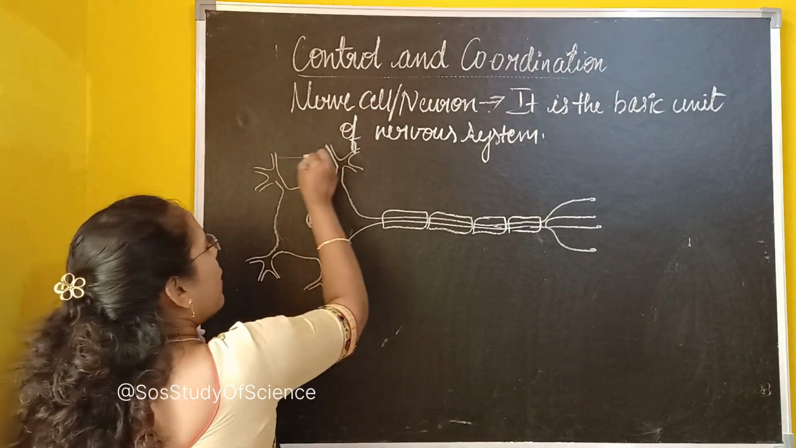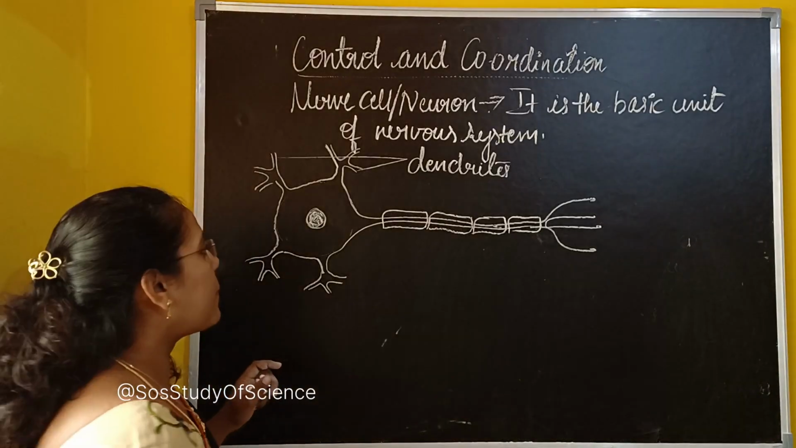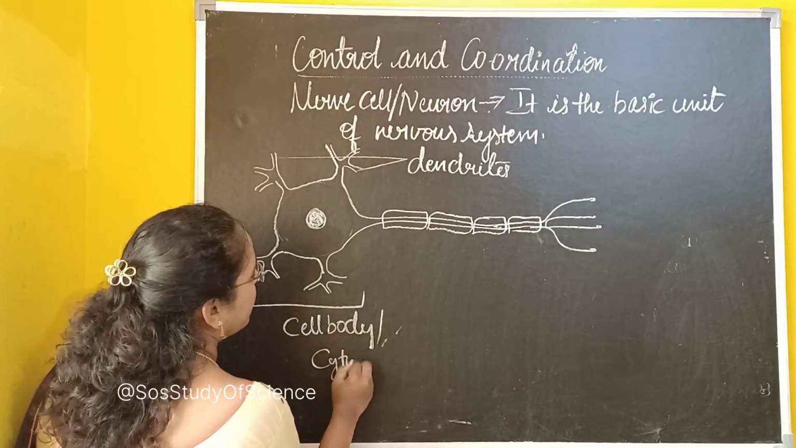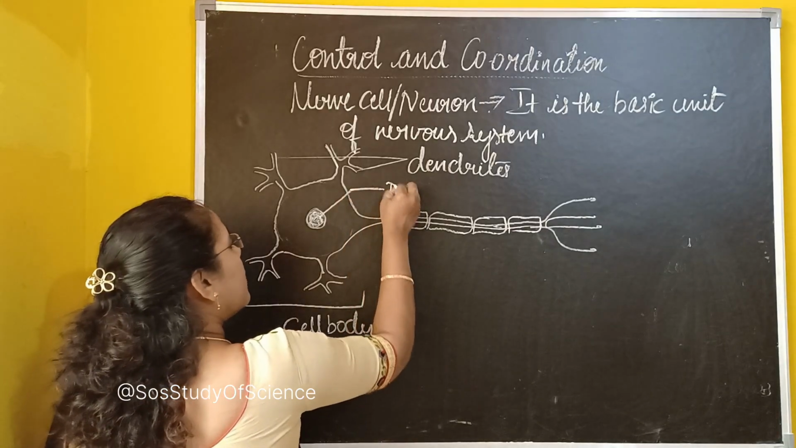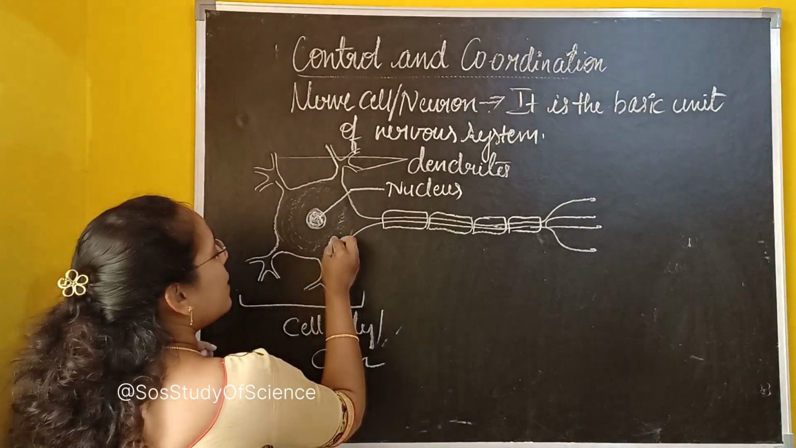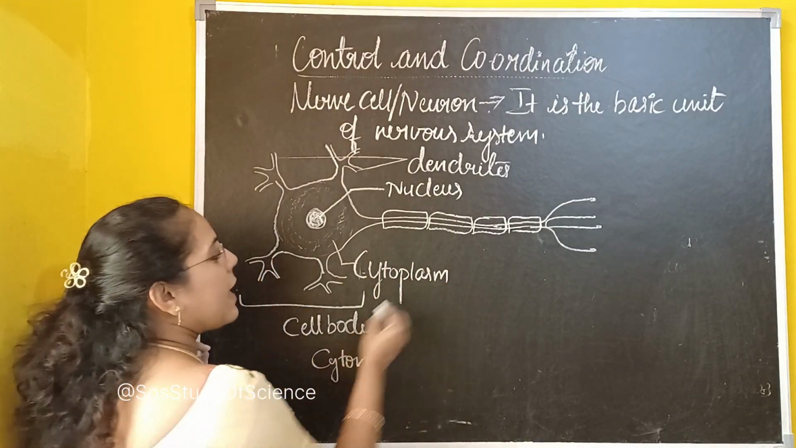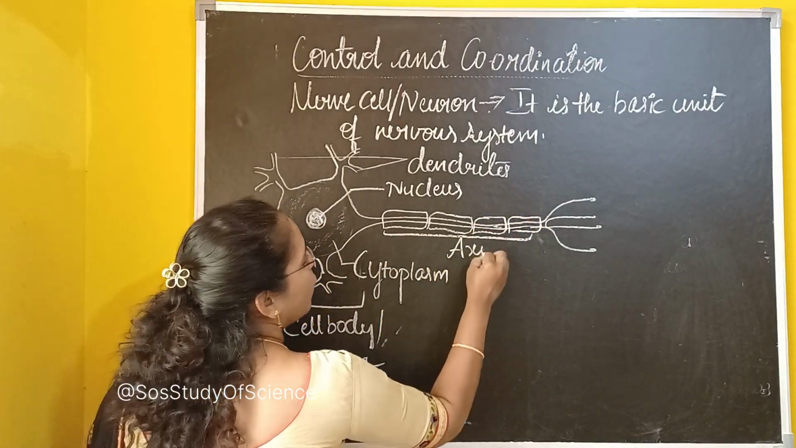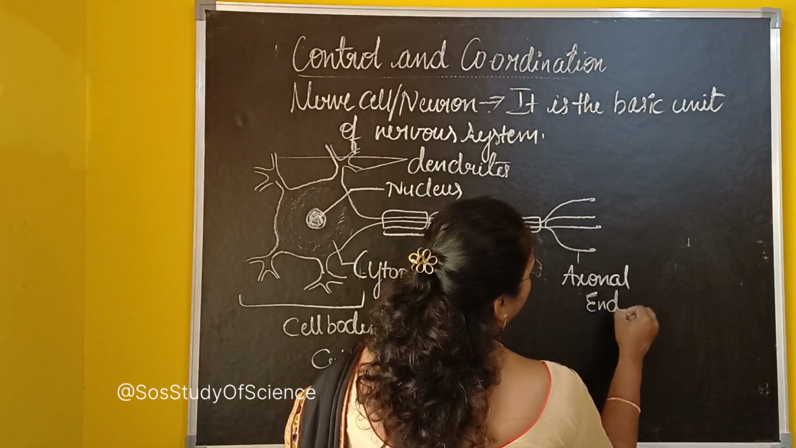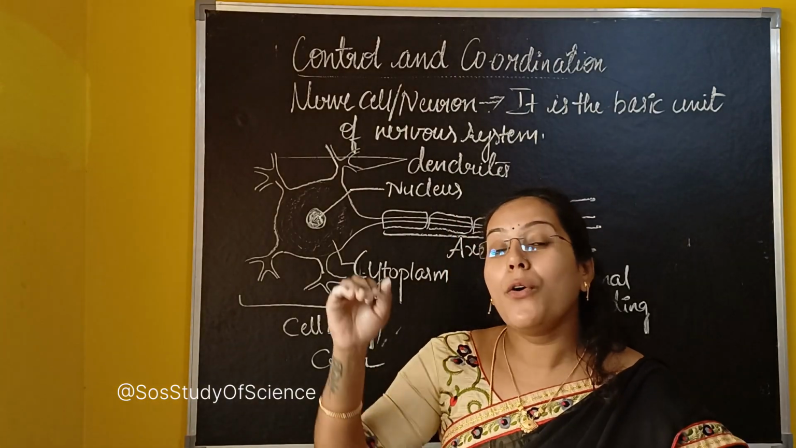These branches, we will call hair-like structures. These hair-like structures are dendrites. Next, this whole portion, we will call the cell body or cyton. Now, this middle part, which I made very dark, is called the nucleus. Surrounding the nucleus, there is a fluid material. That fluid material, we will call cytoplasm. Next, this longest part of the nerve cell, we will call the axon. And this end part, we will call the axonal ending. What do we call it? Axonal ending.